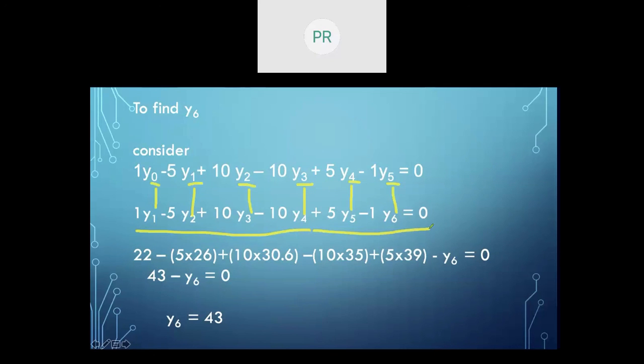So what next? It's just a substitution. I know the value of y1, y2, y3, y4 and y5. So just substitute all the values from y1 to y5 and just retain y6. After simplification, I can see that these values have been reduced to 43 along with minus y6 equal to 0. Taking y6 to the RHS, the answer is y6 is 43.